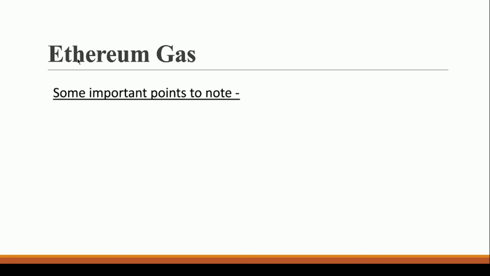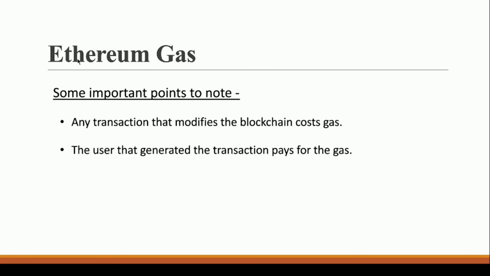So let's see some important points related to Ethereum gas. First, a transaction that modifies the blockchain costs some amount of gas. So any transaction that you're doing which is modifying the state of your blockchain, let's say you are changing the value of a variable in your smart contract, which I will talk about in much more detail in our Solidity course, will cost you some gas. And who will pay this gas? The user that is generating this kind of transaction.